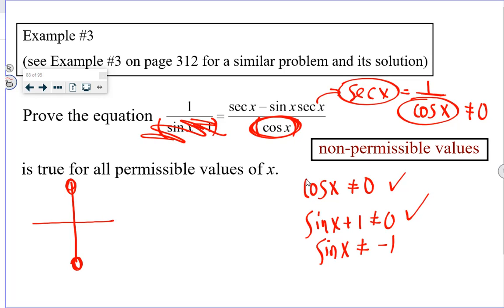So our non-permissible values could be written as pi over 2 plus multiples of pi. And I think the last time we talked about non-permissible values, I did forget to say that n is an integer. So this is the thought process that would go on to give us our non-permissible values. Any questions with the NPVs for example 3?